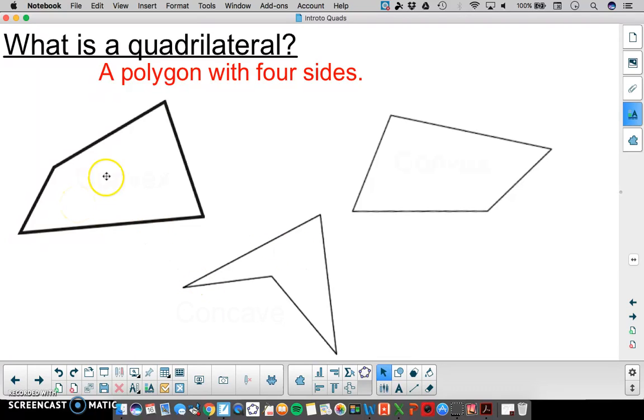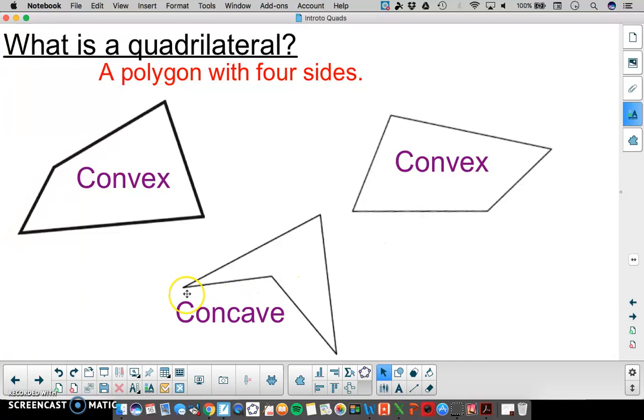When we talked about polygons, we talked about 2 different types. We talked about convex and concave. This quadrilateral here is convex because all of the angles point to the exterior. This quadrilateral is also convex, and this quadrilateral down here is concave because one of the angles caves in on itself.